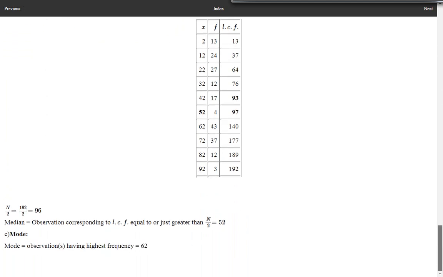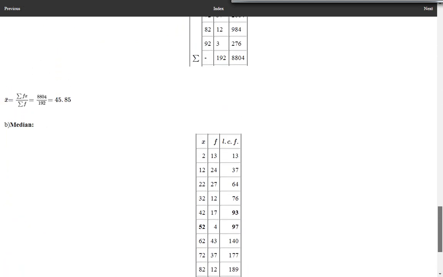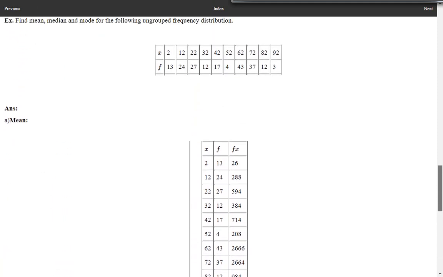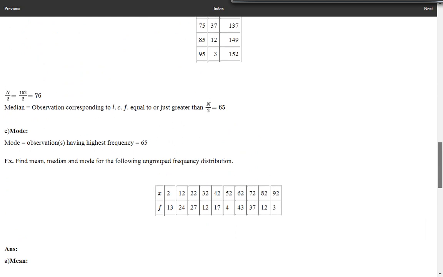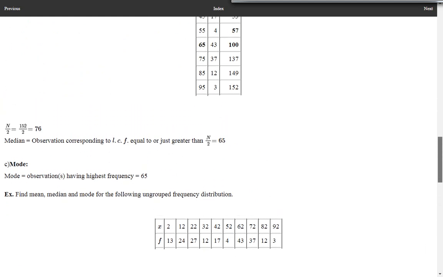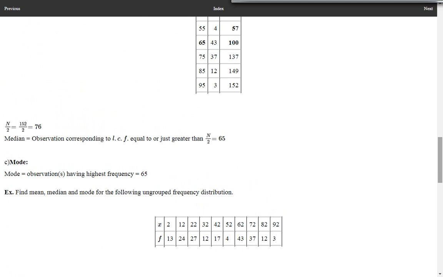I have provided you detailed lecture notes, and you can have a look at this example in the lecture notes which I have provided to you. I request you to solve some examples on your own for practice.